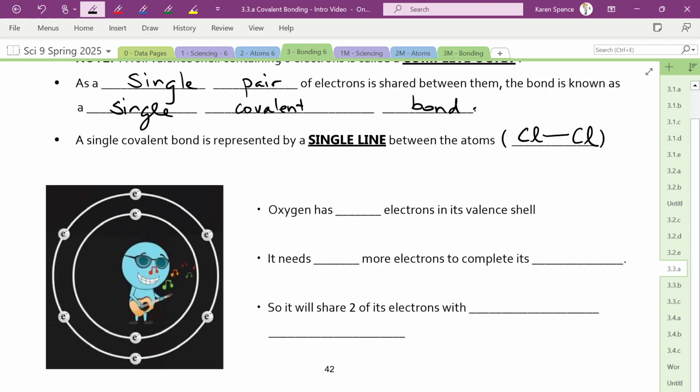Take a look at the oxygen atom. How many electrons are in the valence shell of oxygen? 6. So it needs how many more? It needs 2 more to complete its, and the new word that starts with an O is octet. Octet means a group of 8.